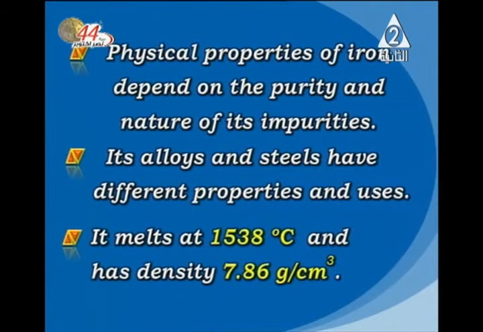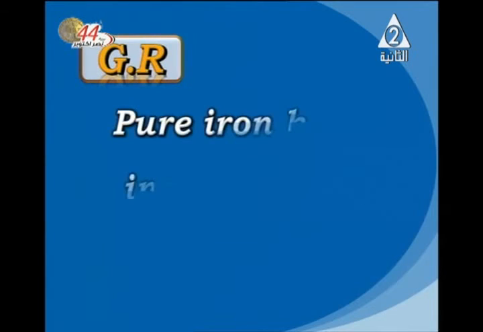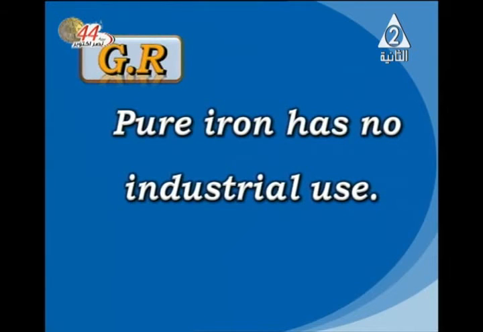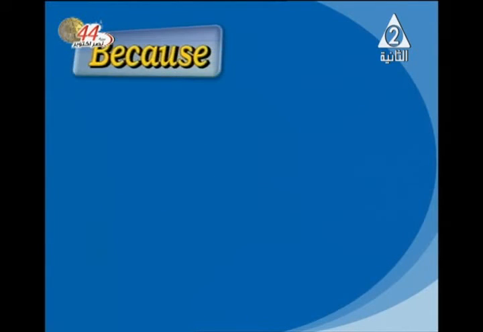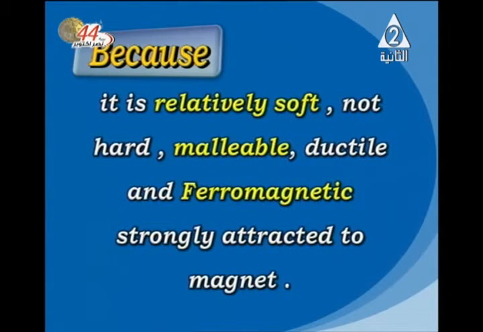Iron melts at 1538 degrees Celsius and has a density of 7.86 gram per cubic centimeter. We have a give reason in this point. Pure iron has no industrial use. The reason for that is because it's relatively soft and not hard, and it is malleable, ductile, and ferromagnetic, strongly attracted to a magnet.